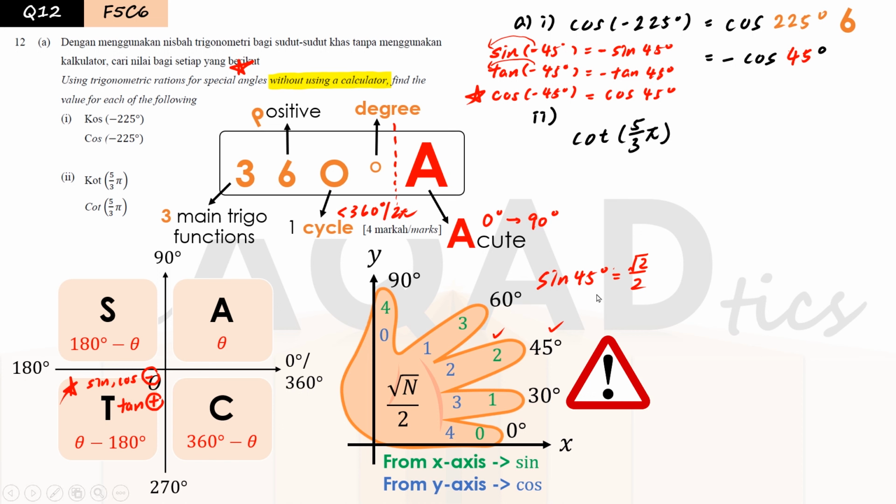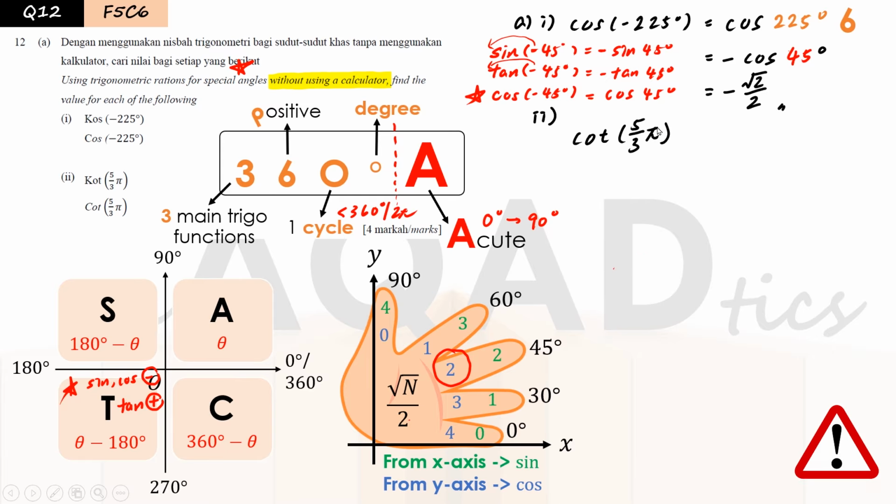Alright, so now coming back to the cos 45 that we have here, let's use this hand method to find out the value. Cos is looking at the blue colors here, which starts from the y-axis. Then it's 45 degrees, so we need to look at the middle finger, which is the value 2. Substitute it inside this value, so it will be square root 2 over 2. And don't forget the negative, so the answer would be negative square root 2 over 2.